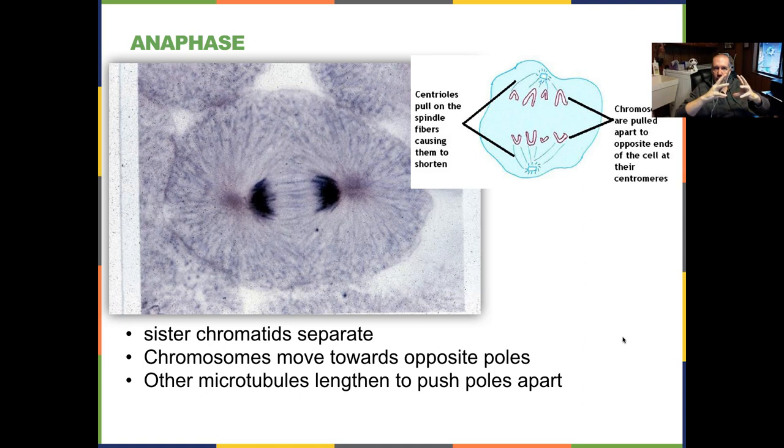So you've got fibers that are shortening and pulling the chromosomes away from each other, the sister chromatids now. And you also have fibers that are pushing those sister chromatids apart. So both of those things are happening together to separate each half of the copied chromosome to opposite poles of the cell. And so when you start seeing the sister chromatids being pulled apart, then you know you're in anaphase.